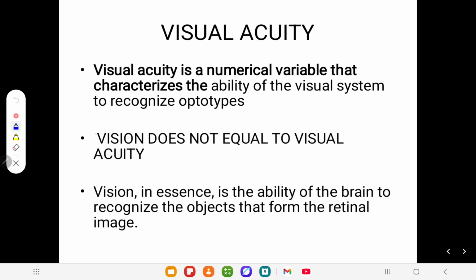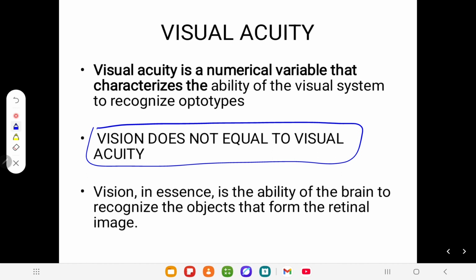Okay, visual acuity, first of all, visual acuity is not vision, it's just visual acuity. In case of vision, roughly, vision is in essence the ability of our brain to recognize the object that forms in the retina. Sometimes people call vision an integrated sense of form vision, color vision, contrast, light perception, and many more things, isn't it? Sometimes people call the visual field vision too. So there are a lot of things that come into visual function, and one of the visual functions is visual acuity. So that's why visual acuity is not equal to vision, period.